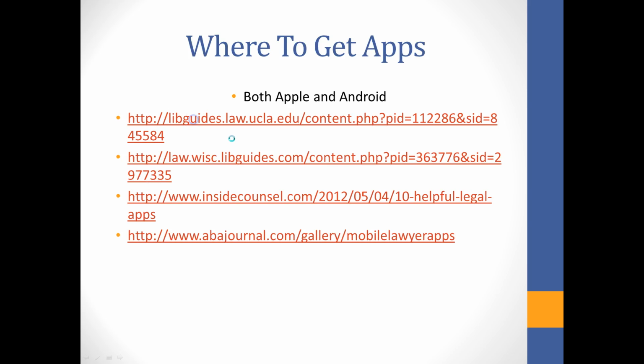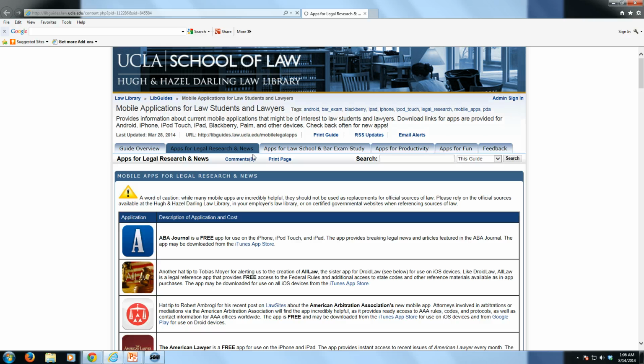There are a few guides that actually have Android and Apple on them, and they're very good. One is the UCLA School of Law Hugh and Hazel Darling Law Library LibGuide, Mobile Applications for Law Students and Lawyers. And they have Android, iPhone, iPod, iPad, BlackBerry, Palm, and other devices. So they've really covered a lot of apps here. If you're just going to look at one LibGuide, the UCLA LibGuide is a very good one, and it's been around for quite a while.